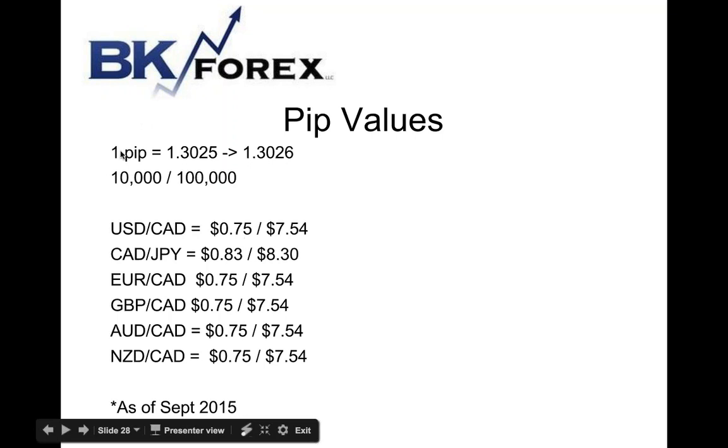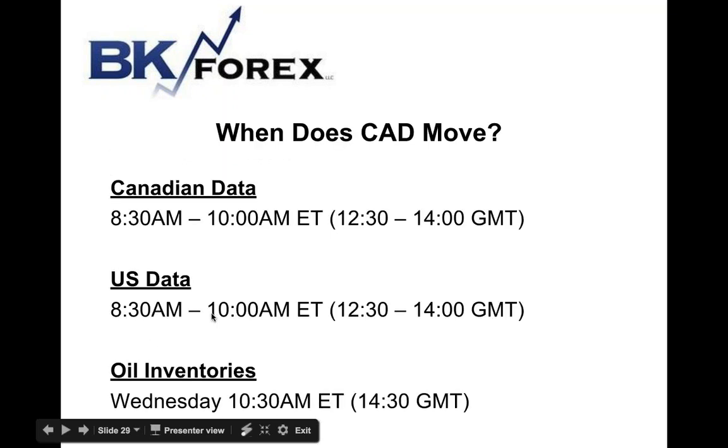And that means that 10,000 unit price gives you, each pip is worth 0.75 cents or 75 cents, right? And on 100,000, each pip is worth $7.50. And then, of course, every single other currency is based upon its currency value.